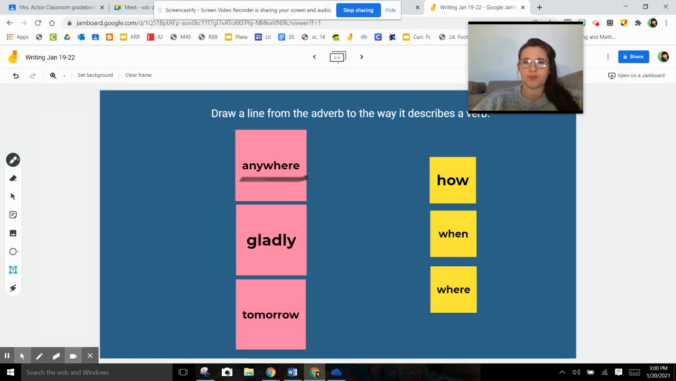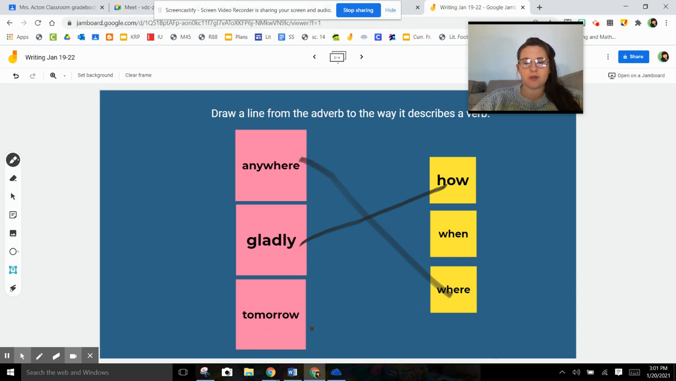Anywhere. And it kind of gives you a hint at the very end how it has the word where at the very end. So anywhere would be describing where that verb is taking place. Next is gladly. Has that ly at the end, so it usually is going to tell you right away the question it's answering. And it's answering how. So ly always is how. How did you run? Gladly. How did you sing? Gladly. How did you play? Gladly. Anything that ends in ly is going to be how you did that verb.